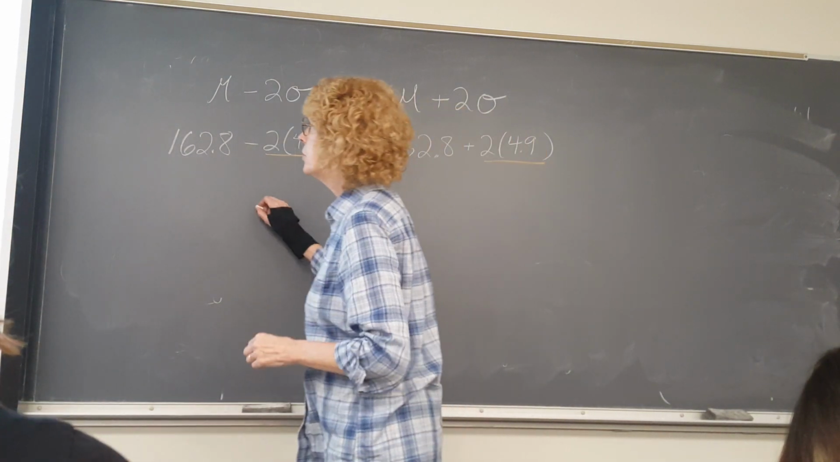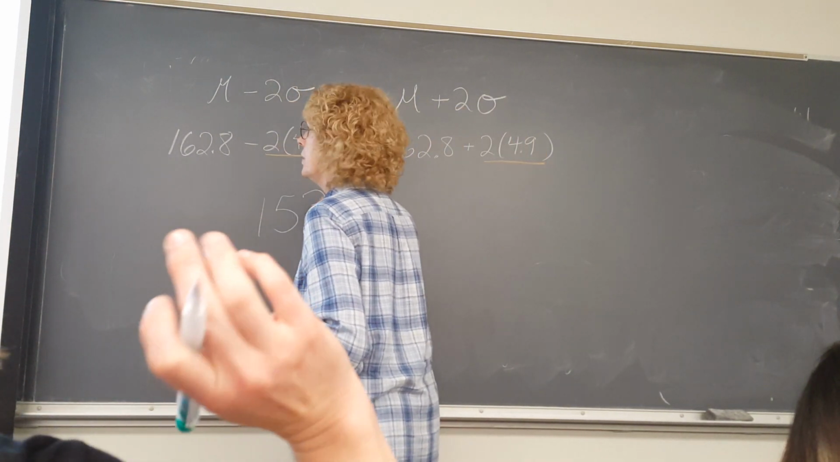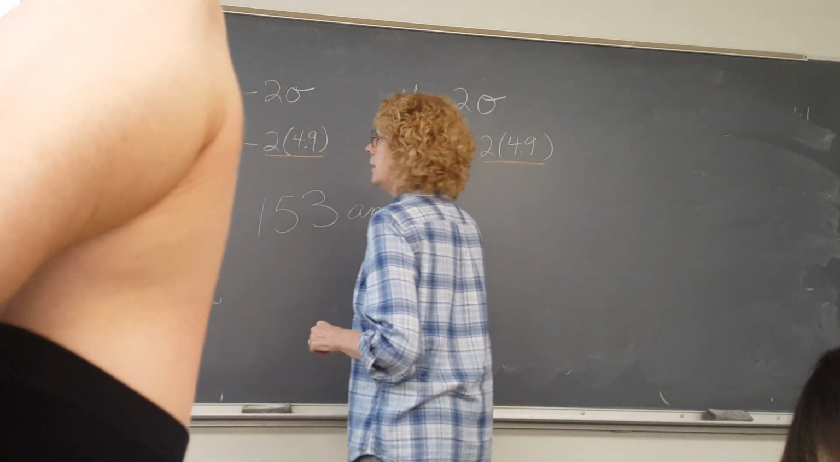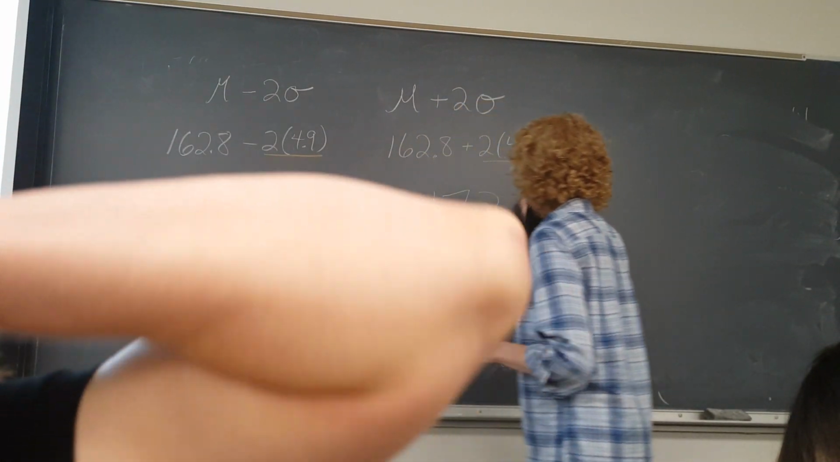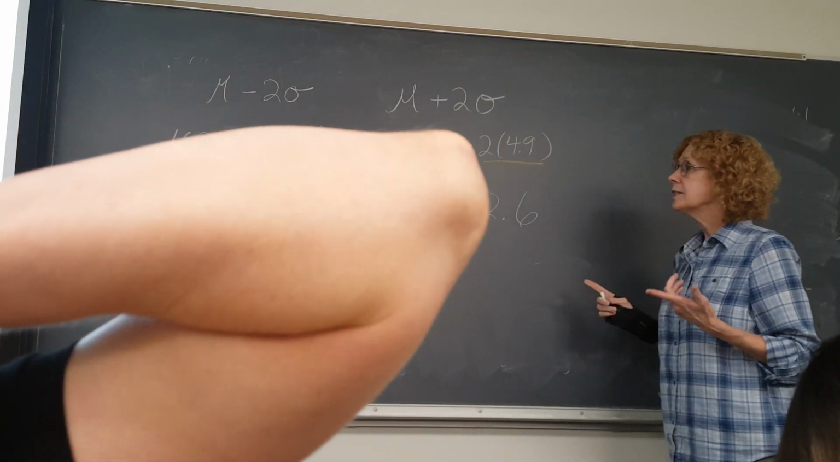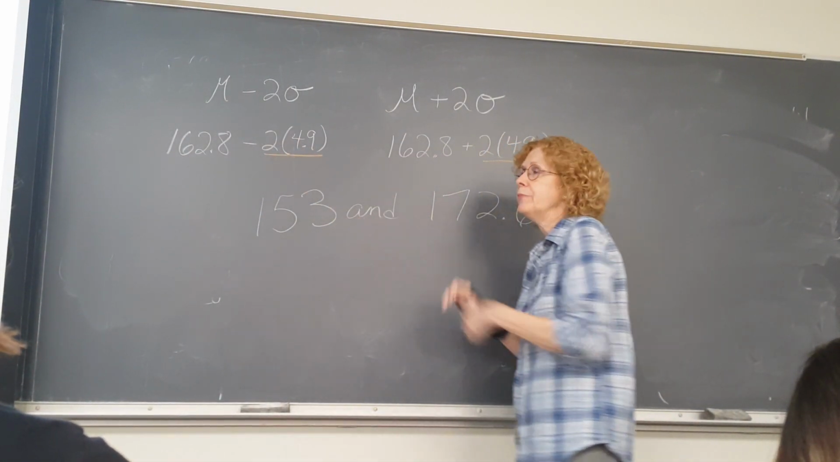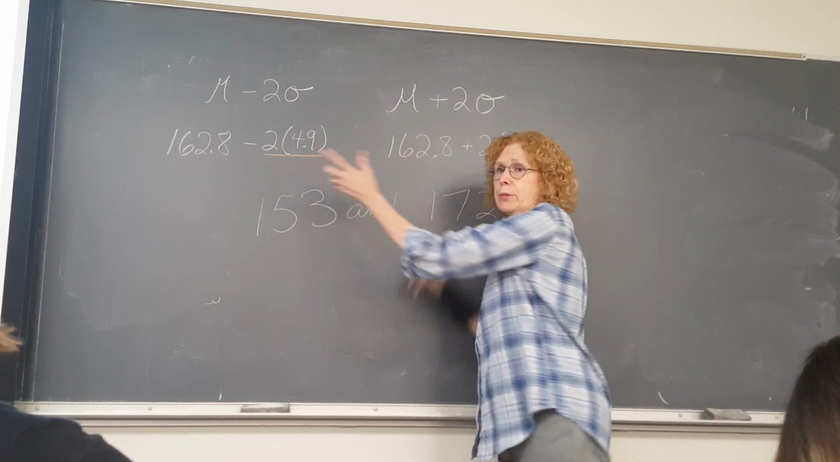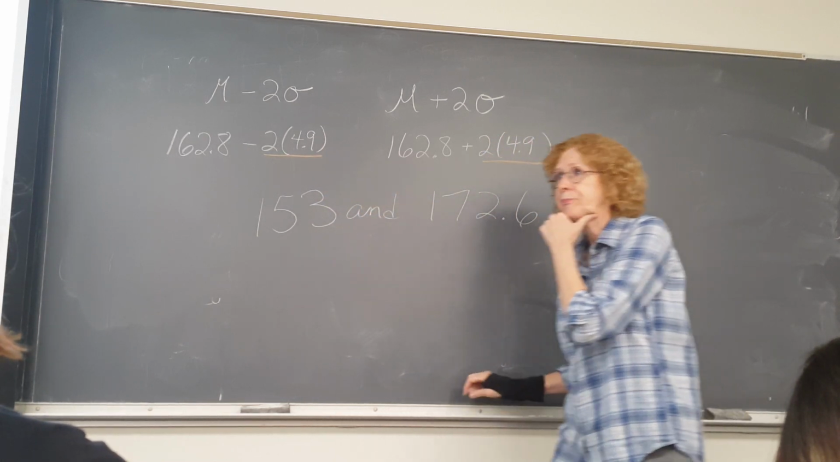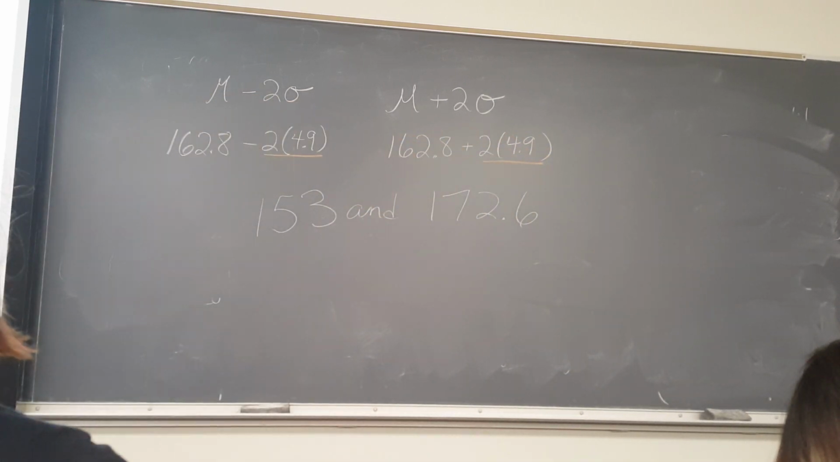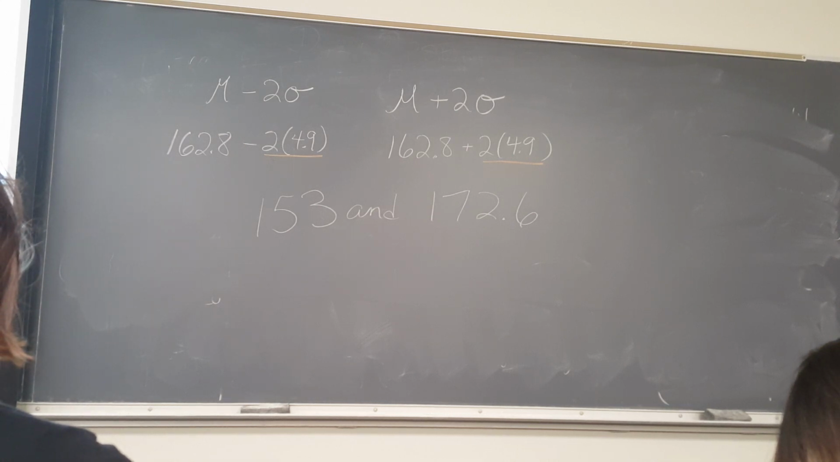So the vast majority is going to fall between 153 and 172. If it had said 68%, you just would have used a 1 there. And if it said almost all, use a 3. That's the only variation you might have. And then the last one is number 13.